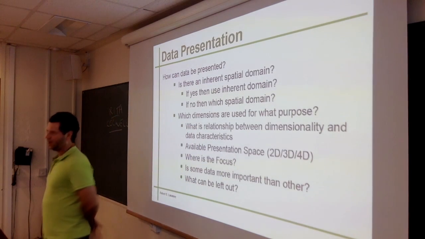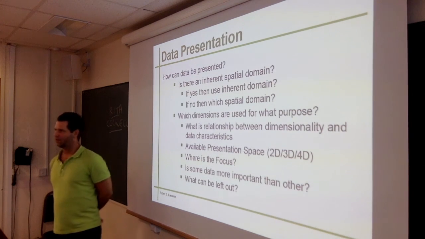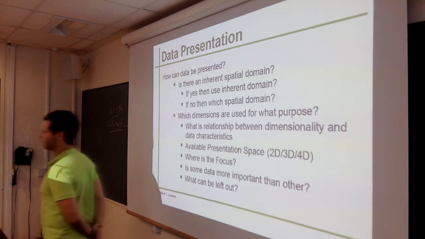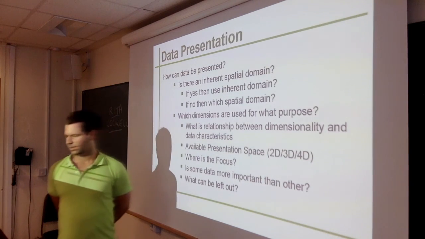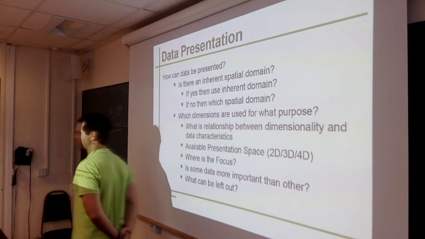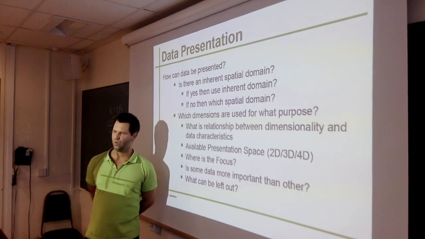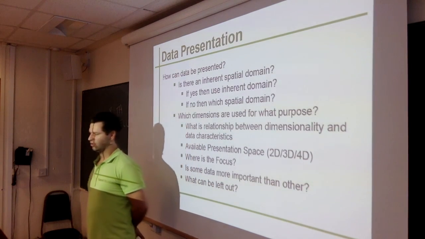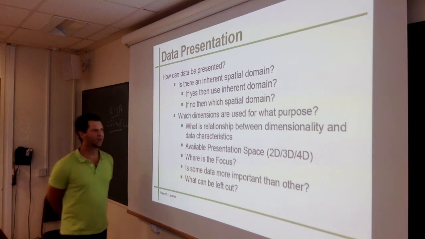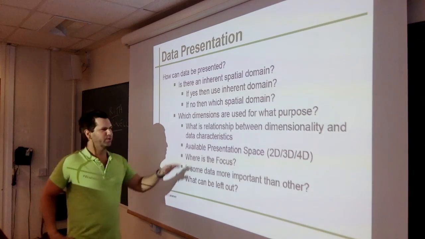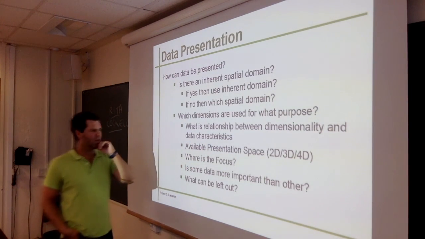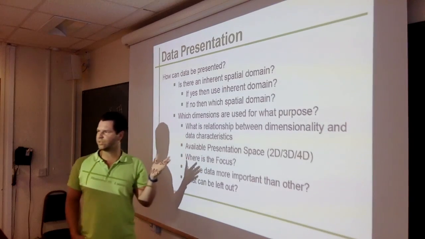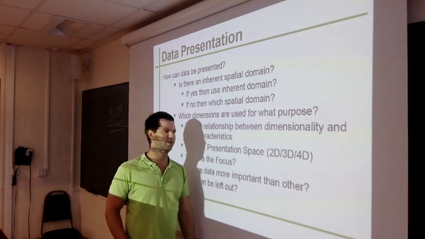If the data has an inherent spatial domain, so if it's scientific data, we probably are going to use some spatial visualizations for that data, right? If we don't have any spatial information, then we have to figure out what kind of space we're going to use to visualize the data. We have to figure out which dimensions are used and for what purpose. What's the relationship between the dimensionality and the data characteristics? What kind of a presentation space do we have? I'm only using two-dimensional presentation space right now. We could be using 3D or 4D.